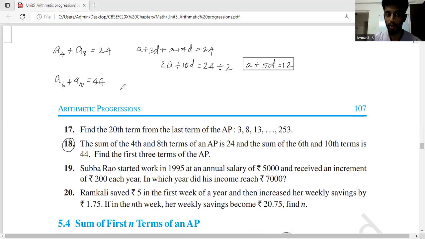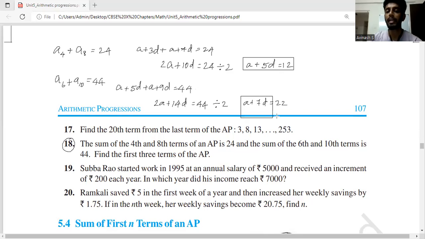Likewise, for the second expression, A6 is nothing but A plus 5D and A10 is nothing but A plus 9D. This will be equal to 44. Now this will become 2A plus 14D equals 44. Again, when we divide this by 2, we get A plus 7D equals 22. So till this, we have got two equations, and now we are going to use the elimination method to find the values of A and D.